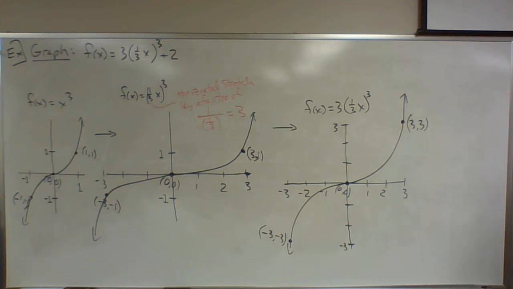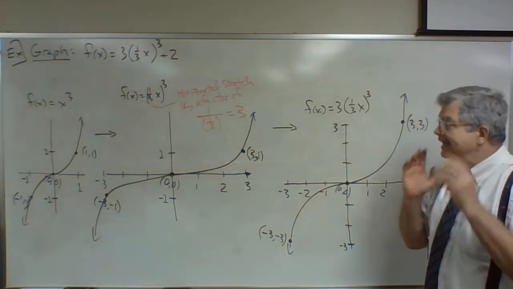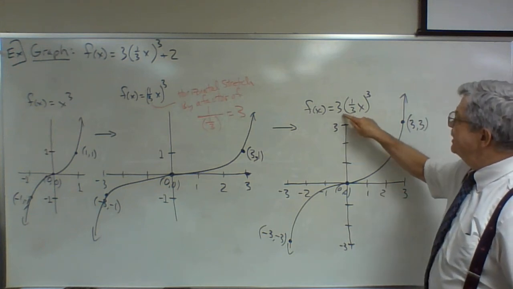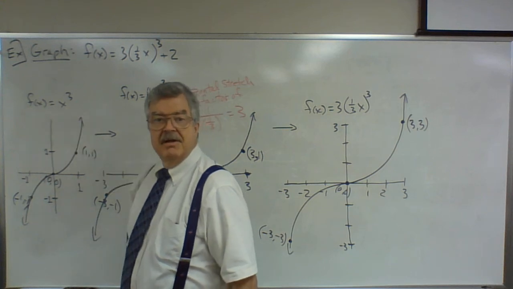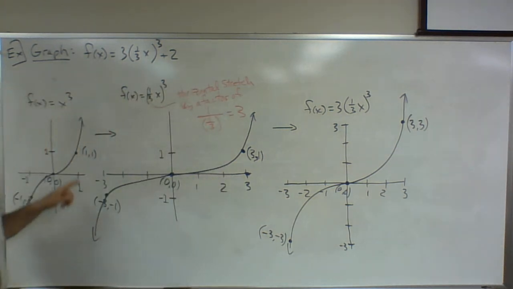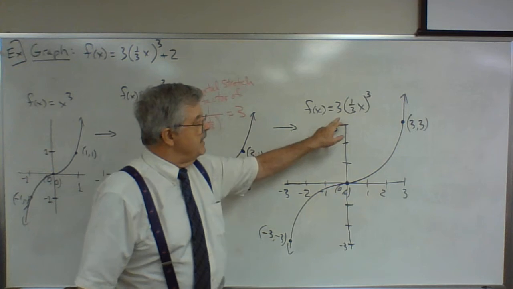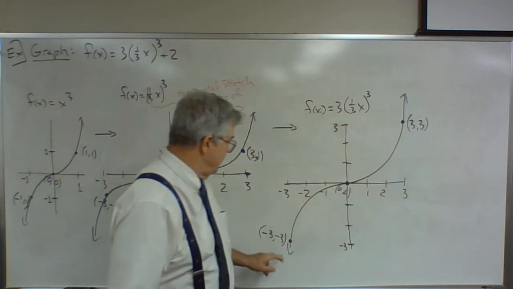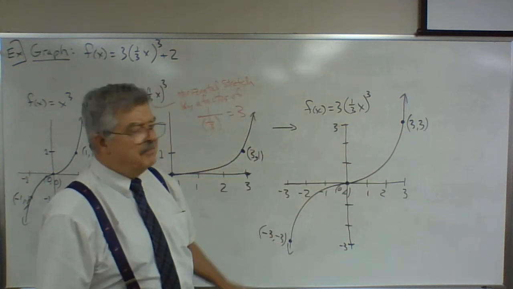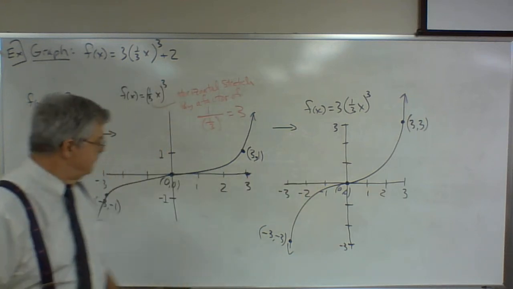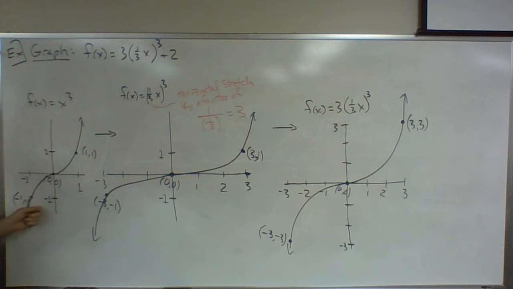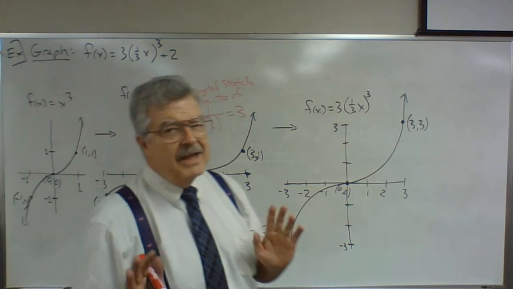Now at this point we might be wondering, did this really change the original graph? Because on the original graph we have points 1, 1 and -1, -1. And on this graph we have points 3, 3 and -3, -3. And we might think, isn't this really the same graph as this? And the answer is no.